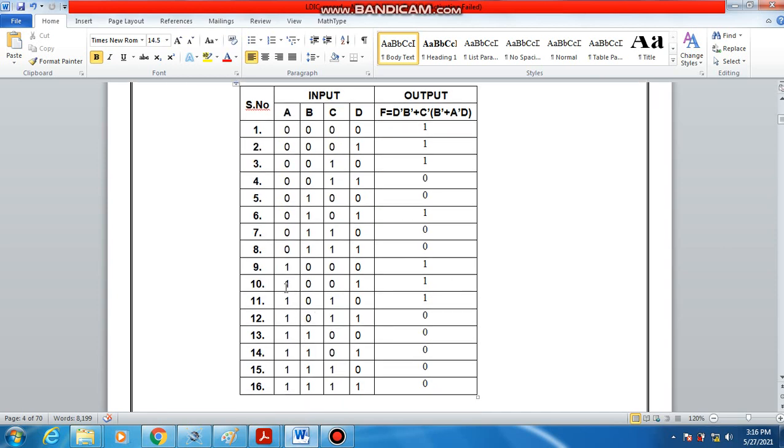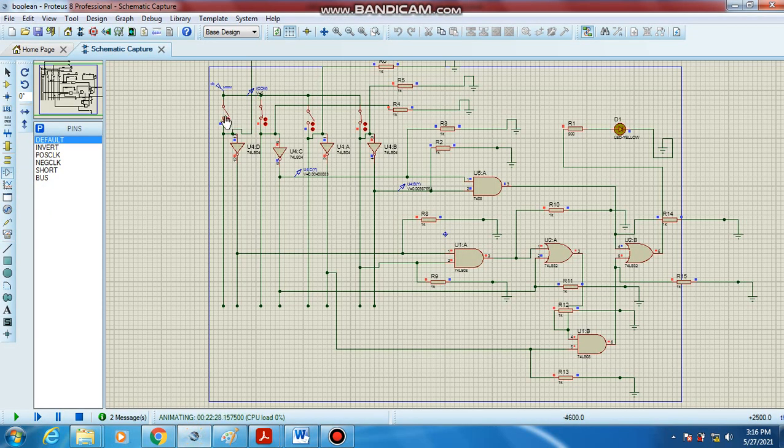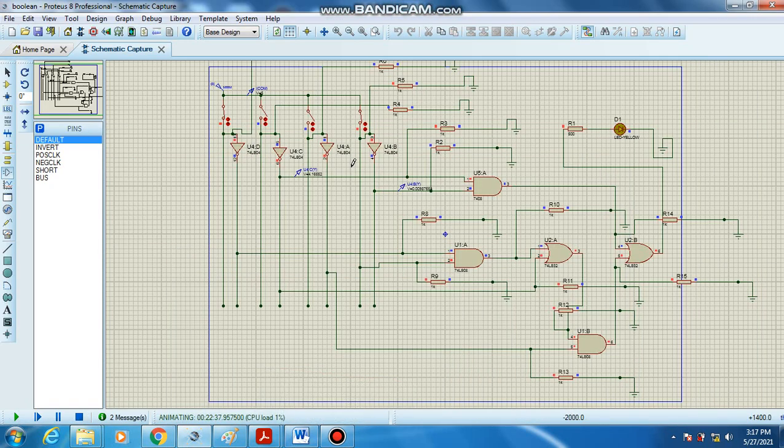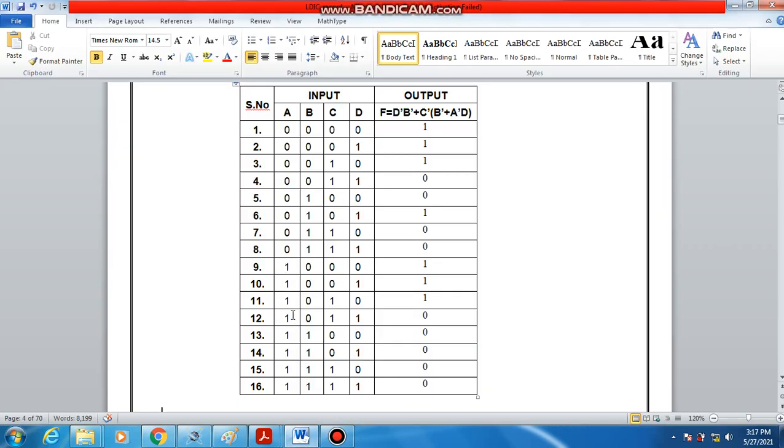Let me go down here. 1, 0, 1, 1. Let me make everything 0. Now we go for 1, 0, 0, 1. Yes, it is high. Then 1, 0, 1, 0. It is high again.